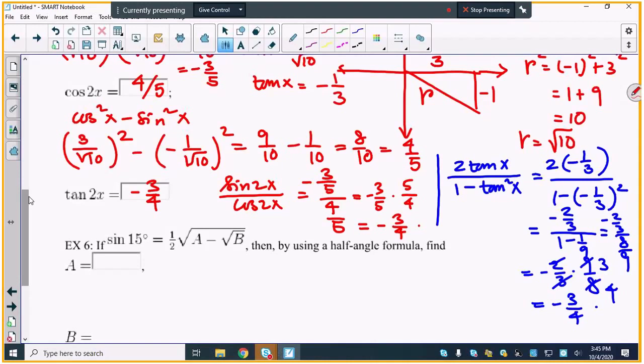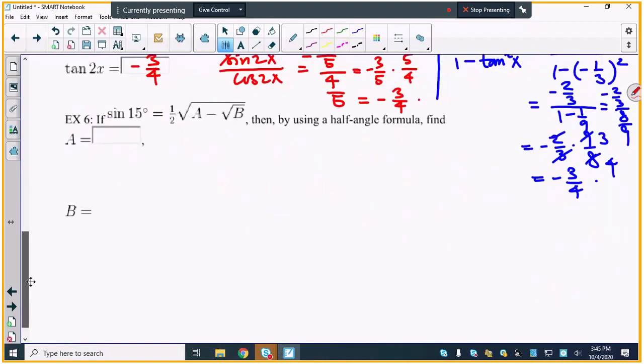Sine of 15 degrees is 1/2 times square root of a minus square root of b. Then by using the half angle formula, find a. So sine of 15 degrees, and I'm telling you to use the half angle formula. So remember what happens. Absolute value of sine alpha over 2 is square root of 1 minus cosine alpha over 2. That's the formula.